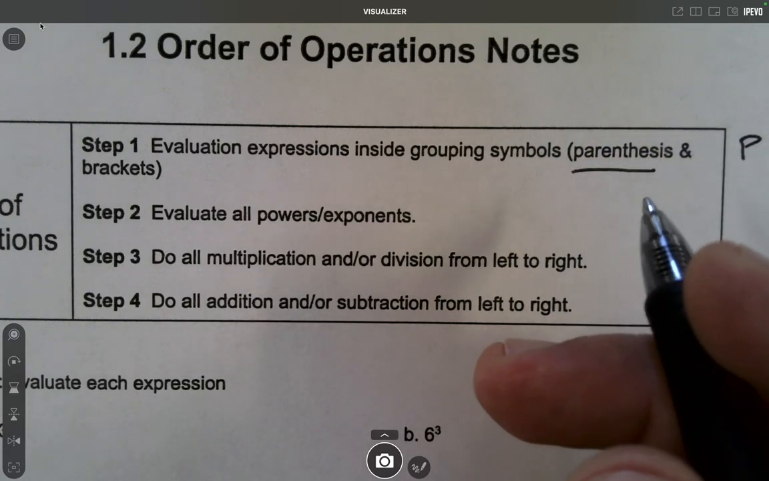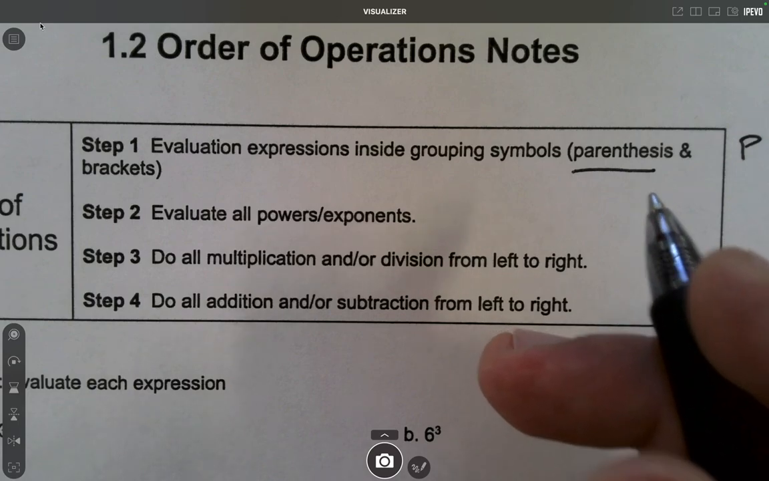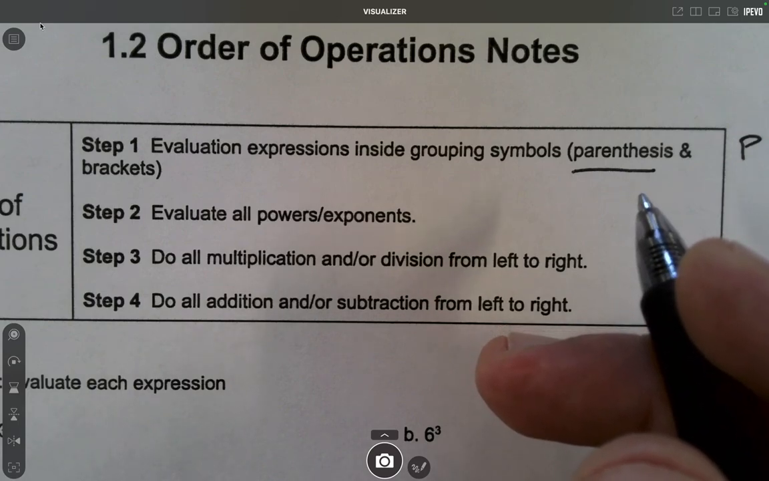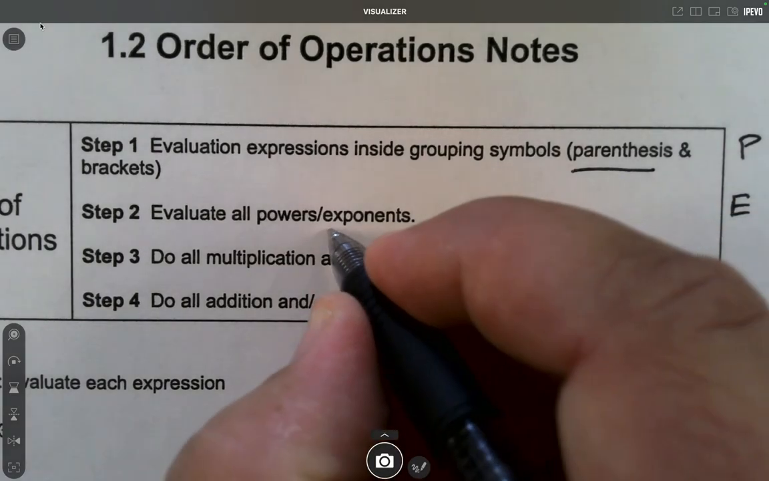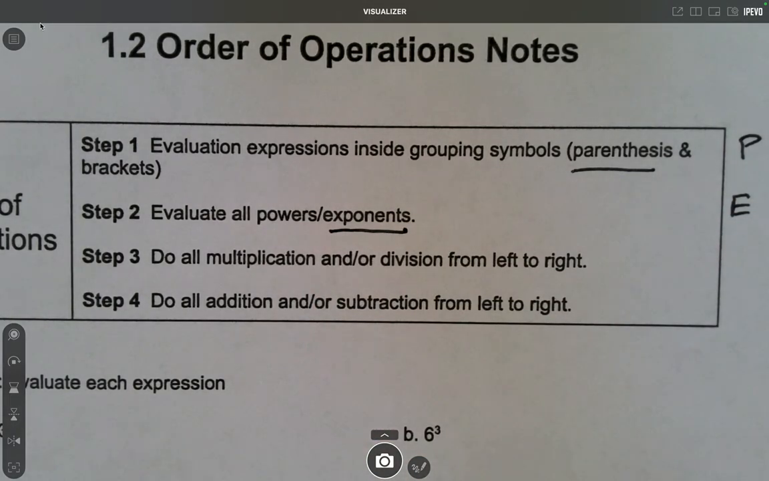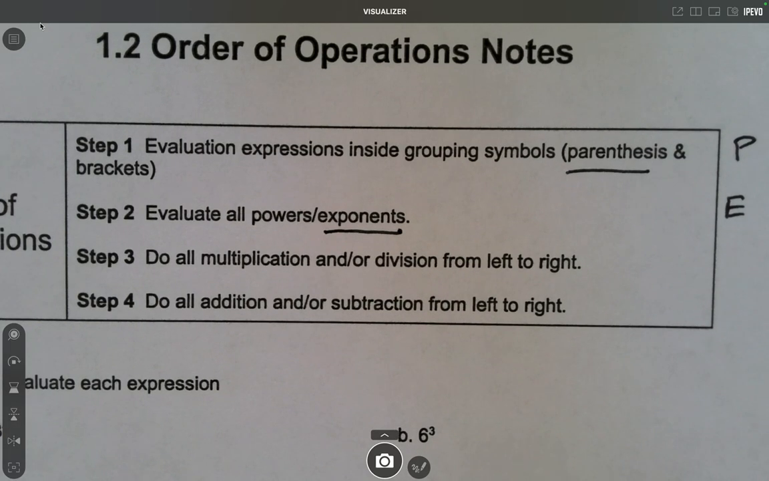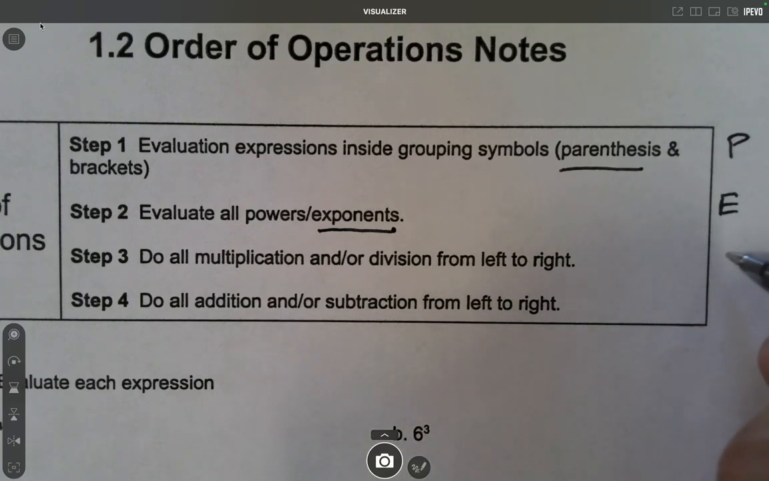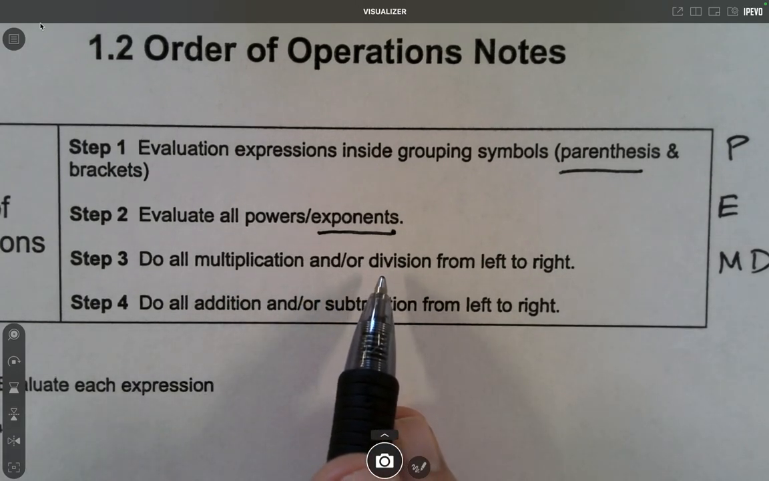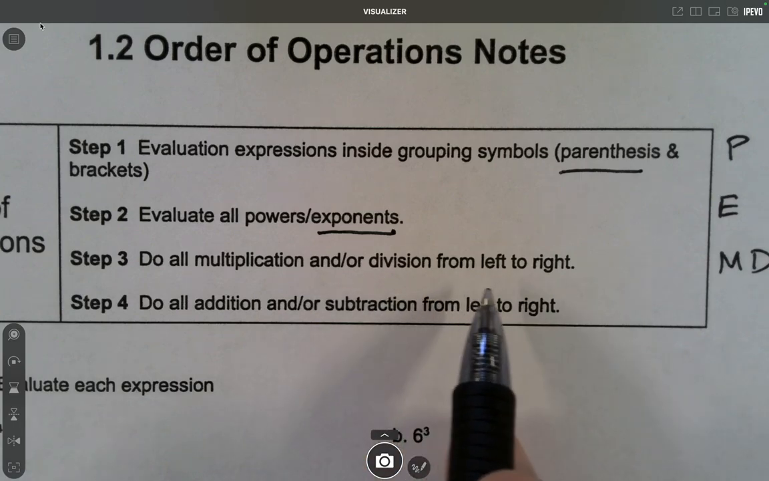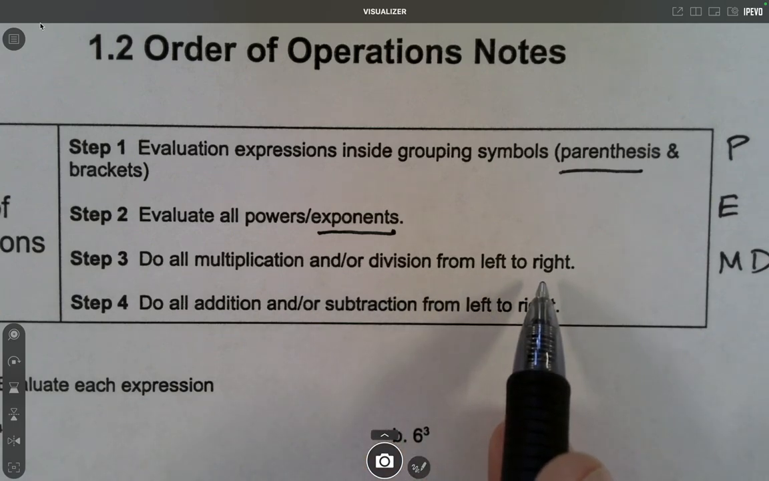But that always happens first. If there's something going on inside parentheses, we do them first. Then we have the E for PEMDAS, exponents. Now, while we have 4 letters for what's left, we really just have 2 steps, because multiplication and division can go in either order. It doesn't matter whether you multiply first or divide first. What does matter is that you go from left to right first.